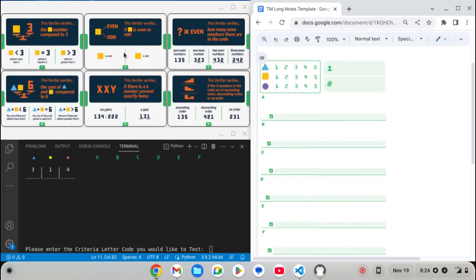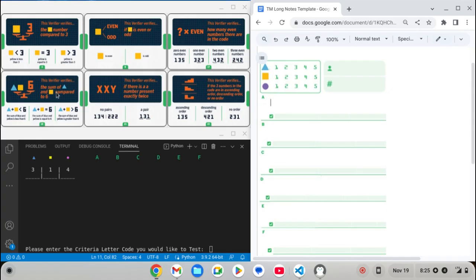Criteria card B again takes a look at that middle digit, the square digit, and the Turing machine will let us know whether its value is an even digit or an odd digit. Criteria card C will take a look at our 3-digit solution, and the Turing machine will let us know how many evens there are. Are there no evens? Is there a single even? Perhaps 2? Maybe even all 3 are even.